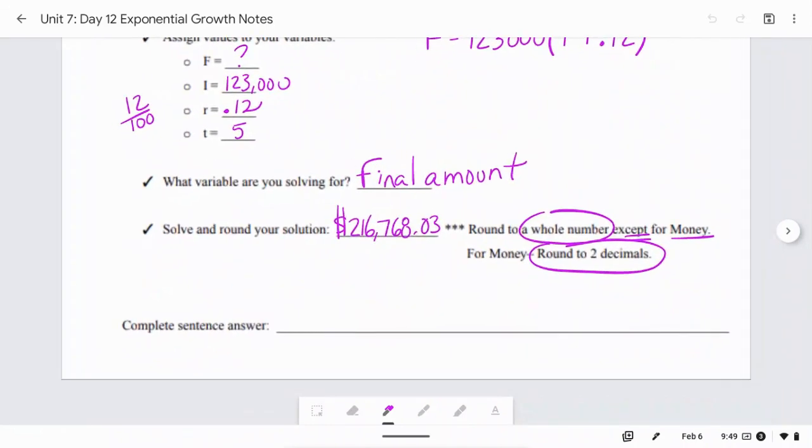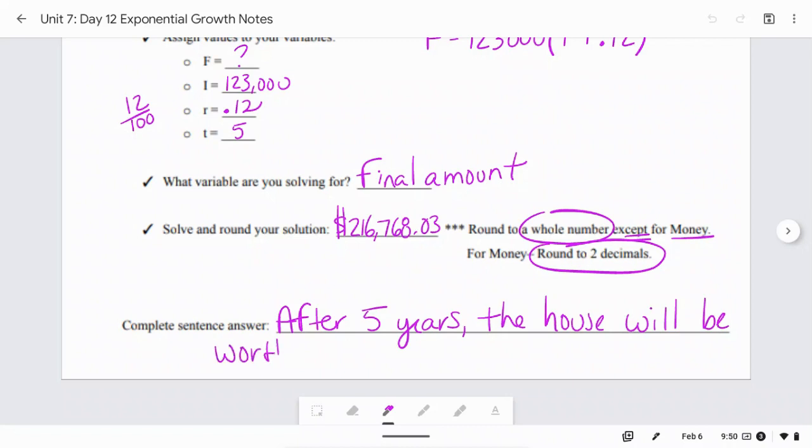Now, since it's a word problem, we're always going to answer in a complete sentence. So I would say after 5 years, the house will be worth $216,768.03.